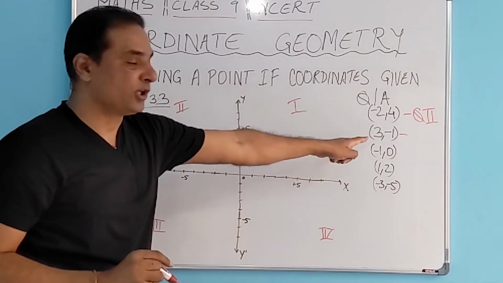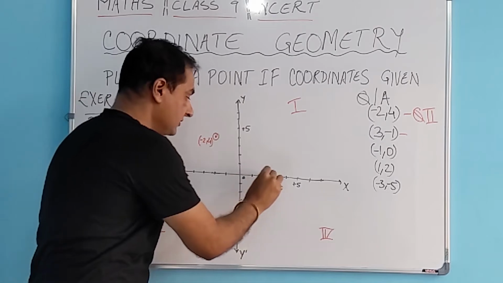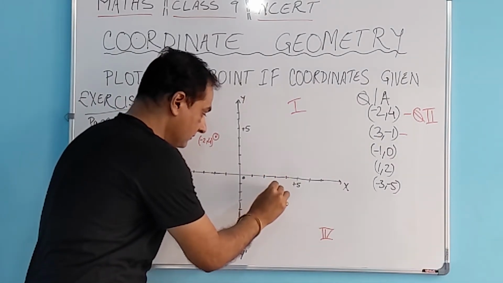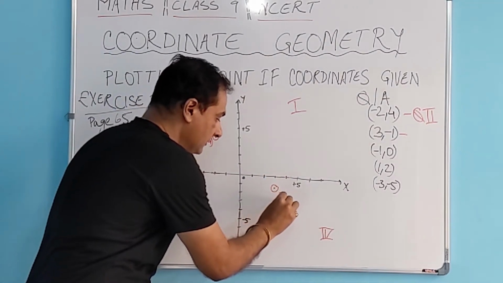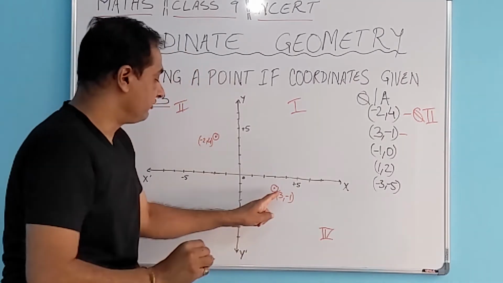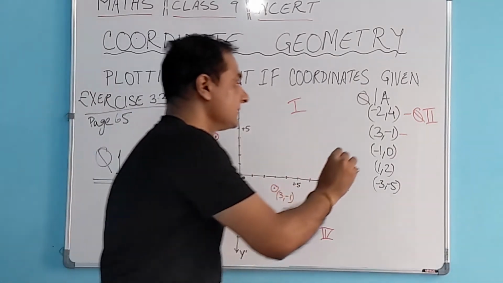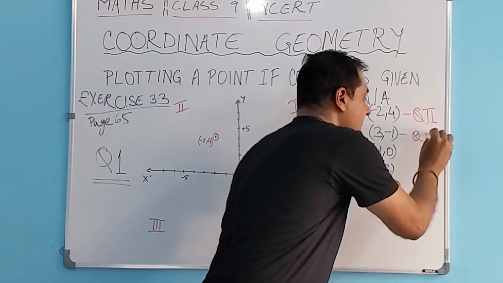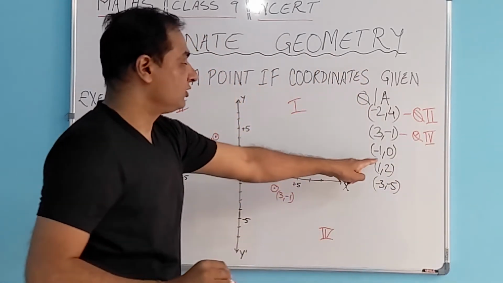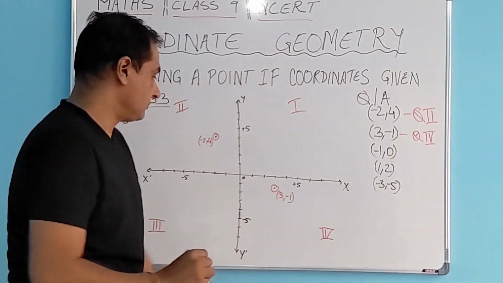Let's look at second point, 3 minus 1. 3 and minus 1. Where do we have it? Fourth quadrant. Quadrant 4th. Let's look at next point, -1, 0.